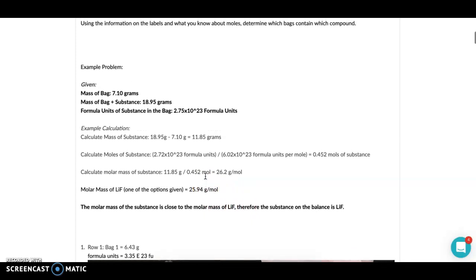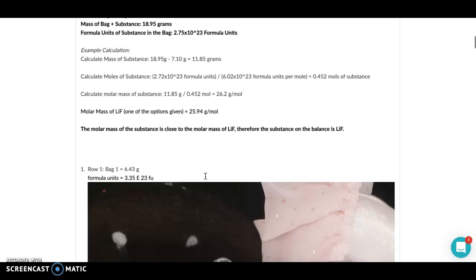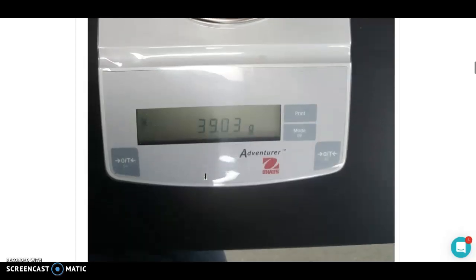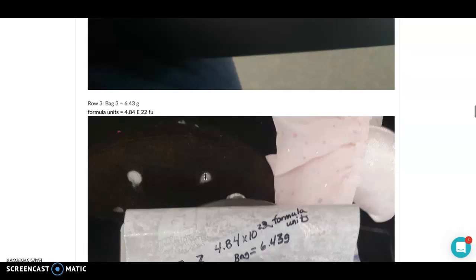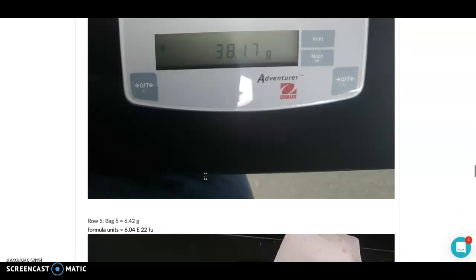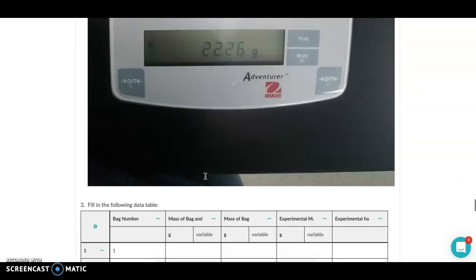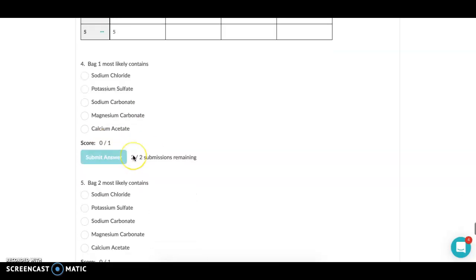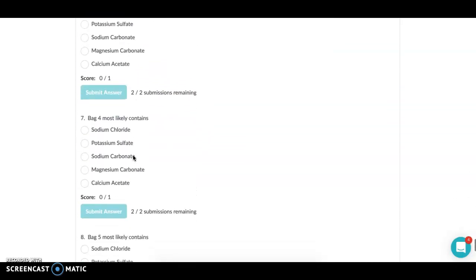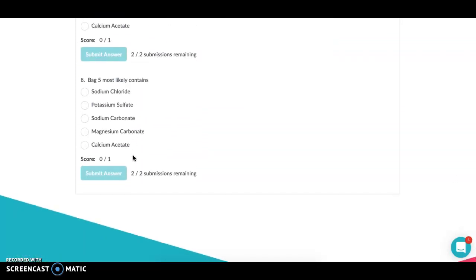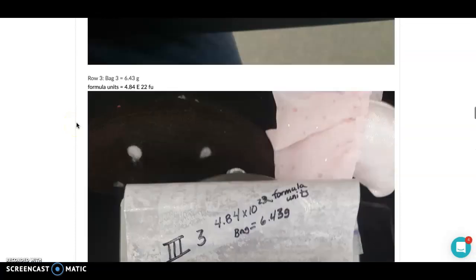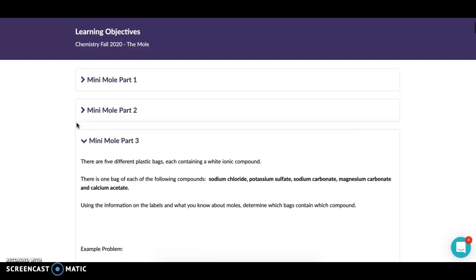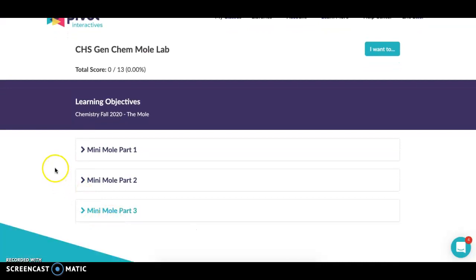So there's a few different ways you can approach this problem, so I'm going to let you figure that out. But there are 5 substances, 1, 2, 3, 4, and 5. And your task is to then say bag 1 most likely contains which of the following 5 substances, bag 2, 3, 4, and 5. When you do that, you are done with the lab. Let your instructor know if you have any questions. But use what you know about moles in each one of these 3 parts to complete the lab.